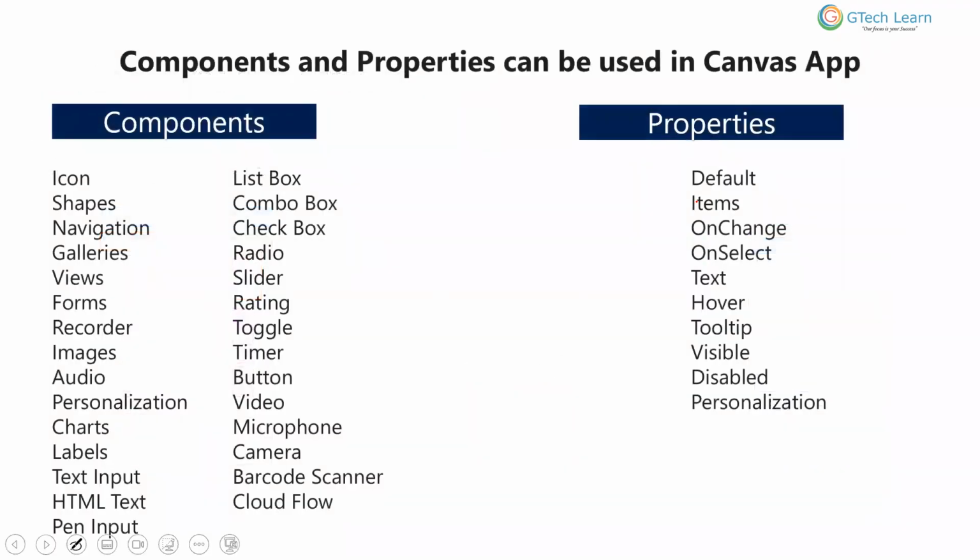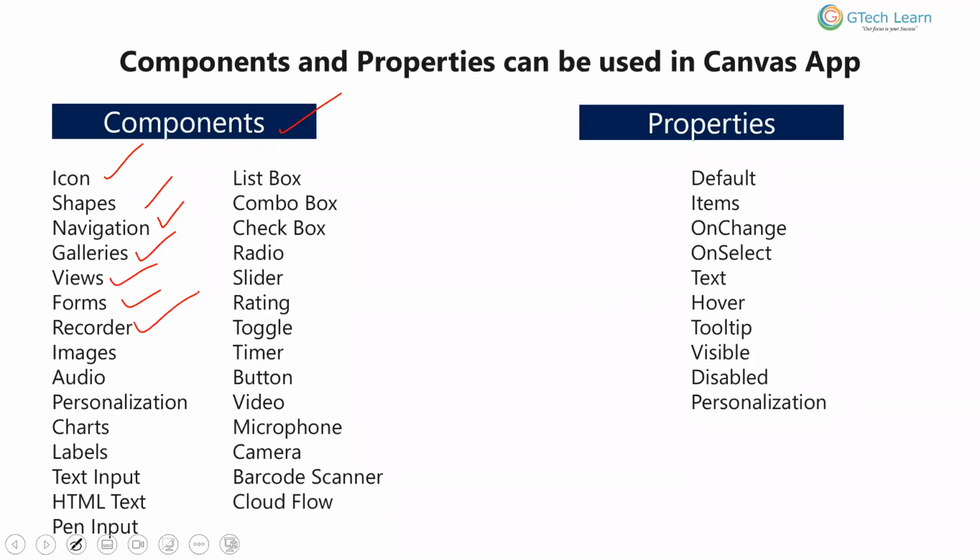Moving forward, if I talk about some components and the properties we can utilize in Power Apps, here is the list of those components and properties that can be managed by us in this Canvas app area. So what are they? Talking about the components, what kind of components can I utilize? I can utilize icons to create some icons. We can go for creating some shapes. We can go for using the navigate function to navigate from one screen to another. We can utilize galleries to display the data. We can utilize views again to display the data. We can use forms to get the data from the customer end or from the user end.